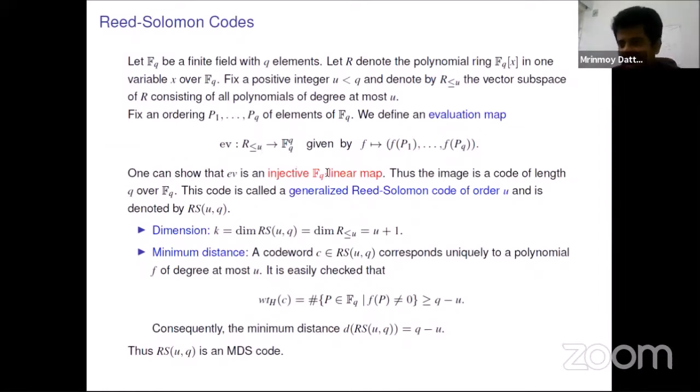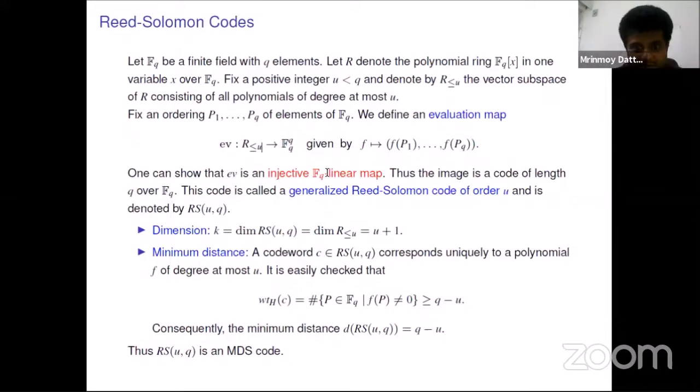So what is a basis of this vector space? So 1, x, x squared up to x to the power U. So there are exactly U plus 1 elements. How do we compute the minimum distance? So first, we should know how to compute the weight of a code word. So what is a code word? A code word C is evaluation of a polynomial.